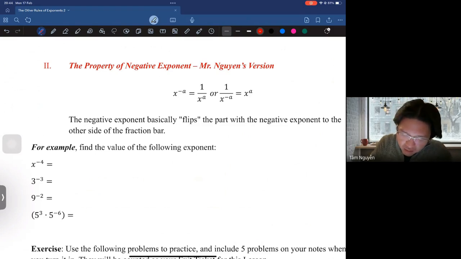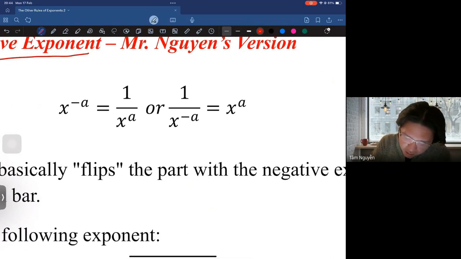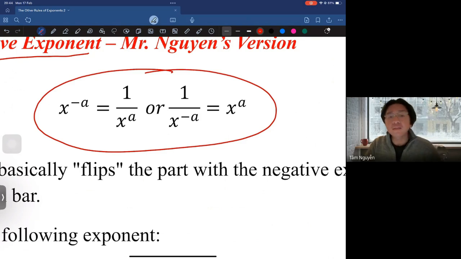All right, my next one, and it might be the last part of today, is the properties of negative exponents. So if you look right here, those are the rules.